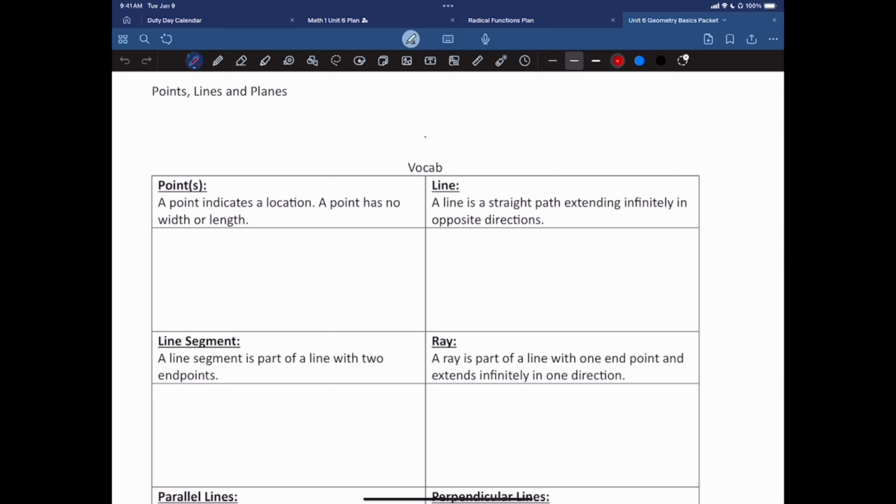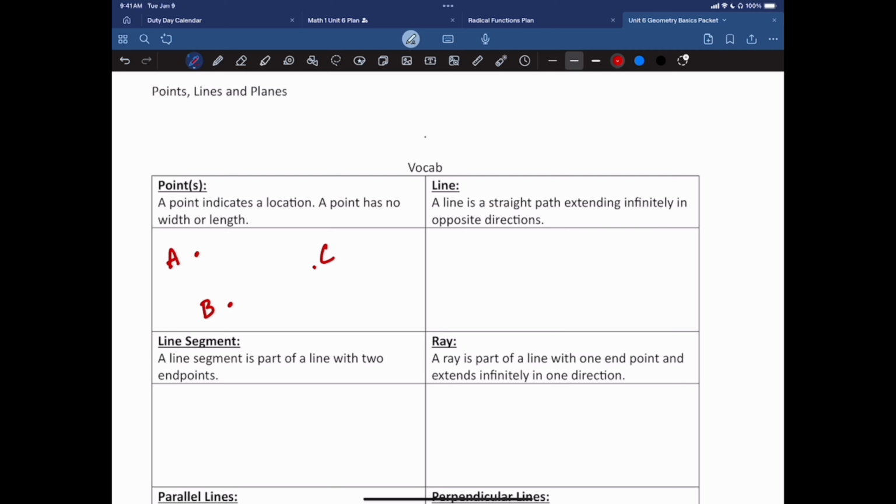It's a location. It doesn't have any width, no depth, just a single point. There's no width or depth to it. So it could look something like this. We could have just single dots. And typically we use uppercase letters to signify a point, and it'll look something like that.